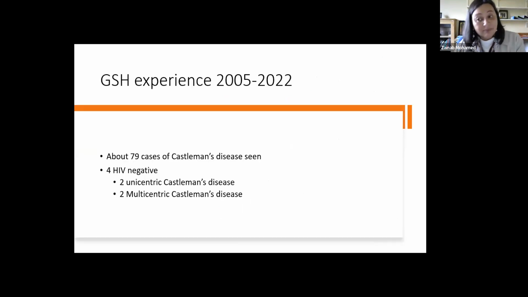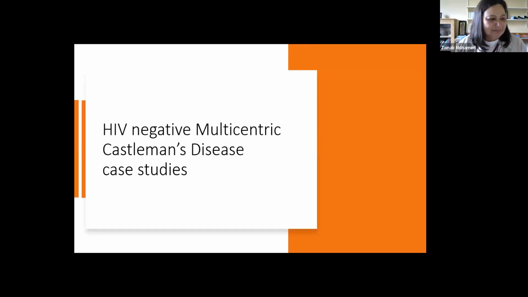So in my experience at my hospital, which is one institution in the country, and we don't even have the highest rates of HIV in this country, we've seen about 79 cases of Castleman's since 2005. And I remember the first time we saw this disease, we had no idea what to do with it. And you asked me to present an HIV negative case. I've only got 4 HIV negative patients in all of these years, 2 with unicentric Castleman's disease and 2 with multicentric Castleman's disease. So I thought, let's just do a quick rundown of those 2, just very basic.